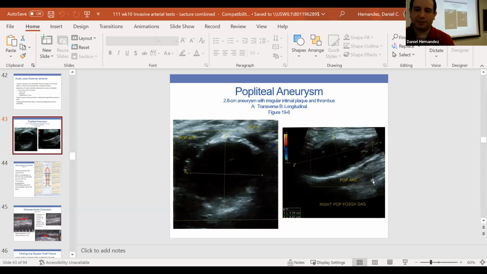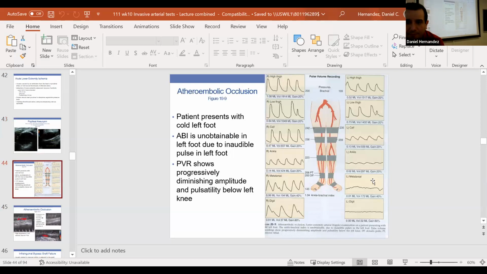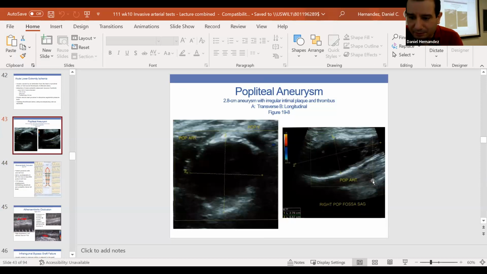So this was just showing a popliteal artery aneurysm. Very, very large, where they measure 2.76, so almost 3 centimeters in diameter. So that's like the size of an aorta in terms of diameter. That'd be wider than most people's aorta, and it's in the popliteal artery.